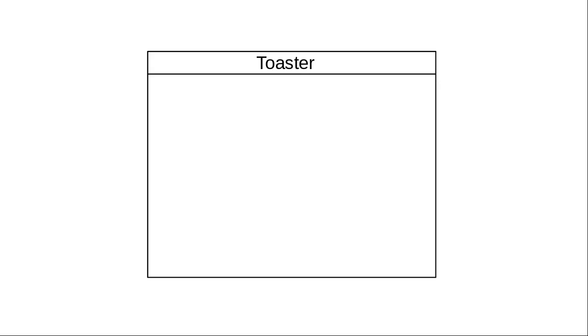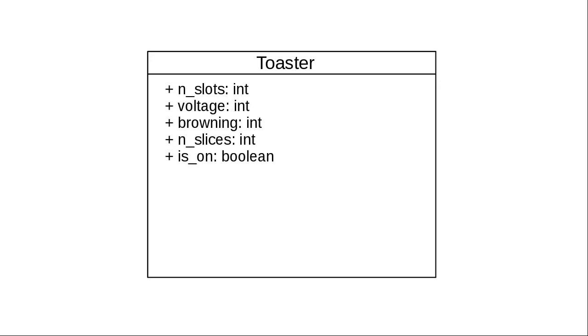In the UML diagram, you then list the attributes an object of that class should have. Attributes are like variables. They describe the things that an object has. In this case, a toaster has a number of slots, a voltage, 110 in the US, 220 in Europe, the browning level, usually 1 to 6, the number of slices of bread currently in the toaster, and a boolean that tells us whether the toaster is on or not. In a UML diagram, you give the data type of an attribute after the attribute name. The plus sign means that these are public attributes. Users can directly access or change them.